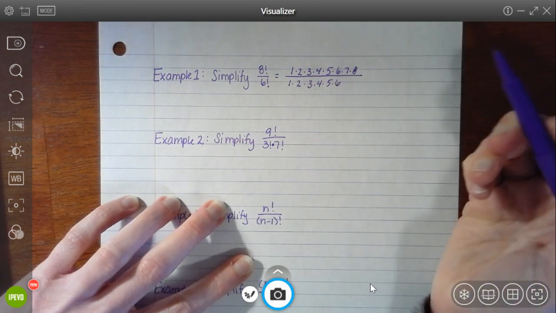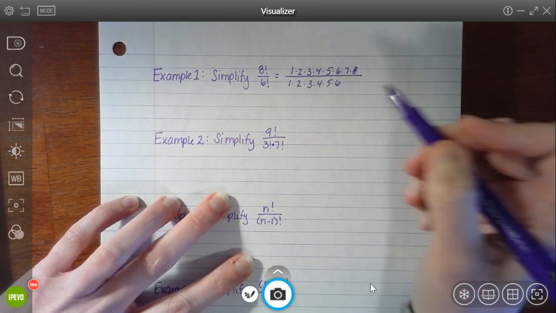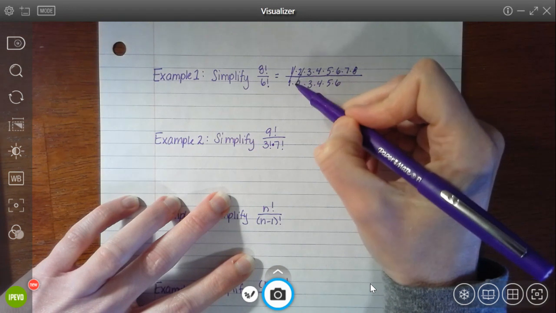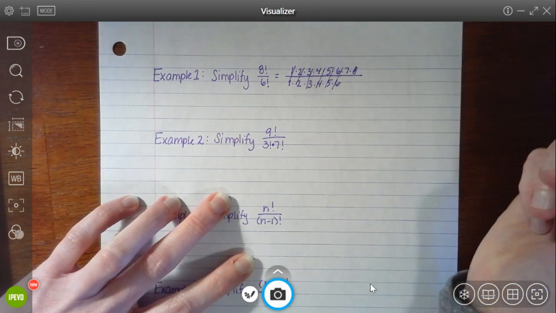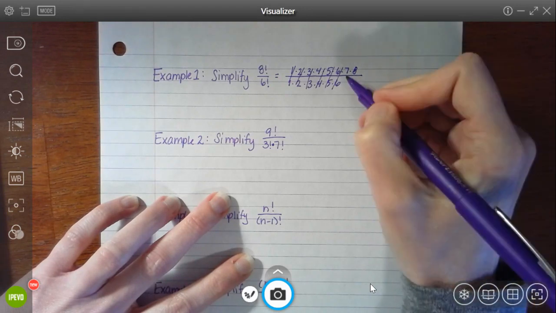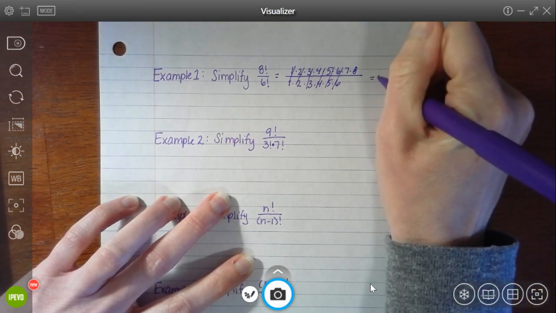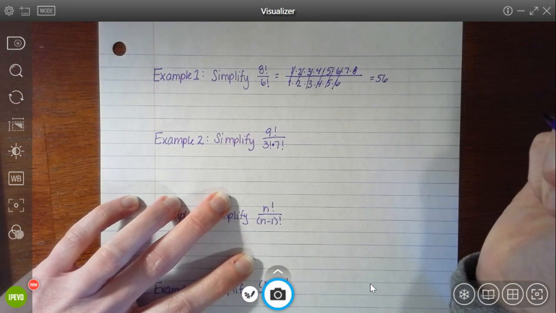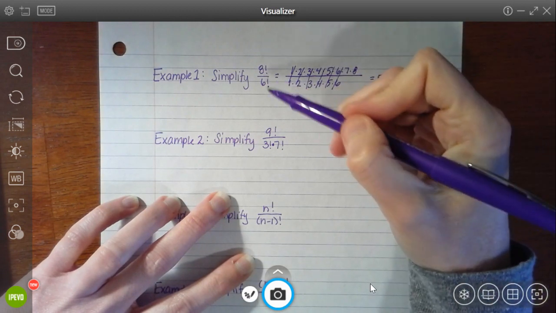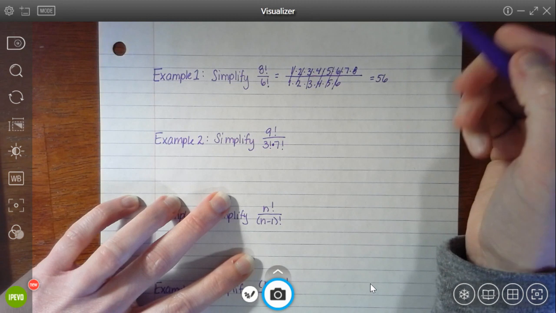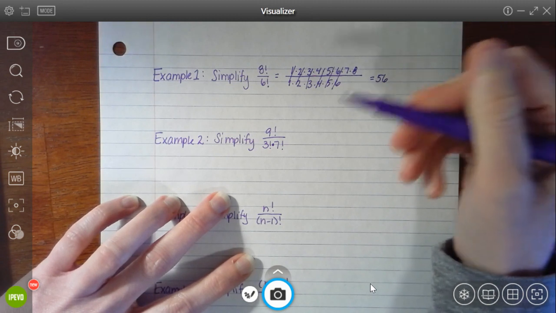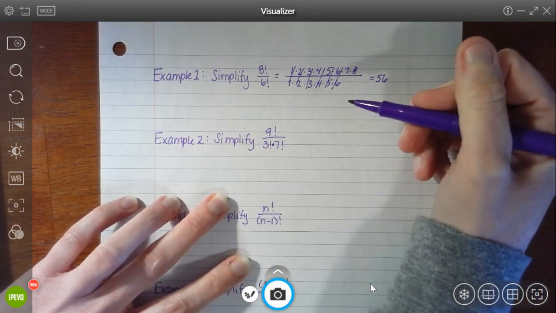And then using our simplification techniques for fractions, we can then just reduce any common factors in the numerator and the denominator. And then whatever's left behind would be our answer. So for this problem, we would get 7 times 8, or 56. Now, obviously, as these numbers get bigger, I'm not going to want to have to expand these out forever. So what I'm going to show you is a different way for expanding these factorials out.